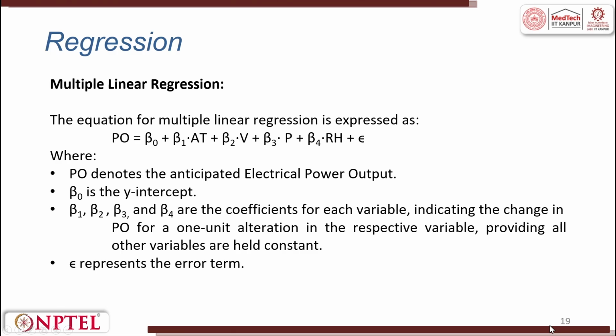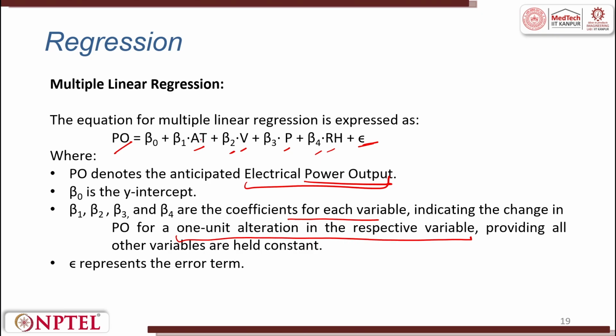This is a multiple linear regression model for the turbine power output. Here PO denotes anticipated electrical power output, which is equal to beta naught plus beta 1 into ambient temperature, beta 2 into exhaust vacuum, beta 3 into ambient pressure and beta 4 into relative humidity plus the error term. Now here beta naught, you know what is it? Beta 1, beta 2, beta 3, beta 4 are all the coefficients for each variable indicating the change in the power output for 1 unit alteration in the respective variable.